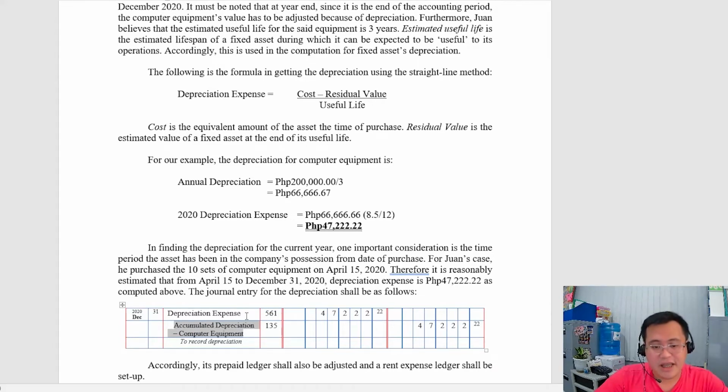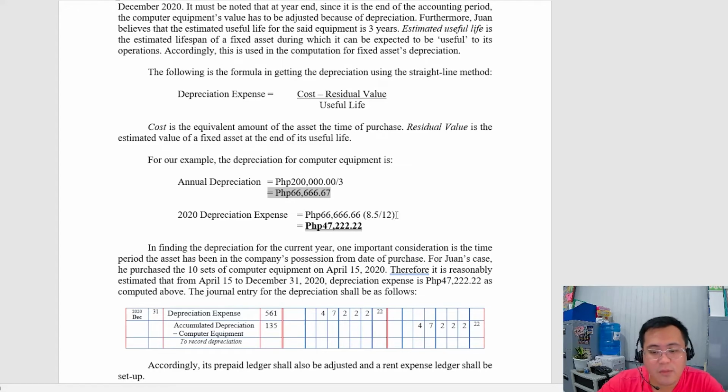The depreciation expense for 2020 is 47,222.22, but for the next year in 2021, you have to record the whole depreciation, because you already have started in January 1 until December 31. And for the third year, in 2022, you still record the same 66,666.67.